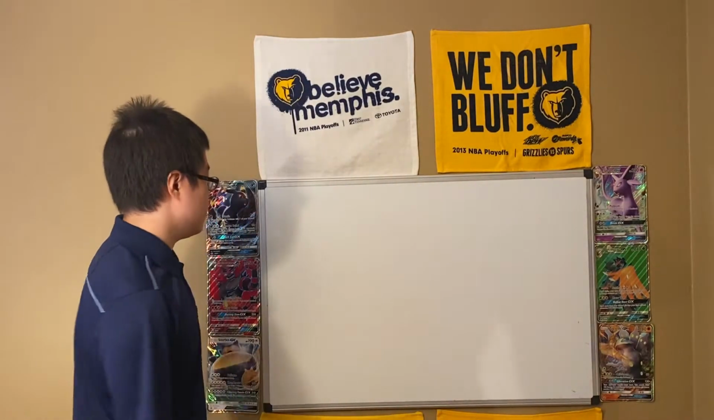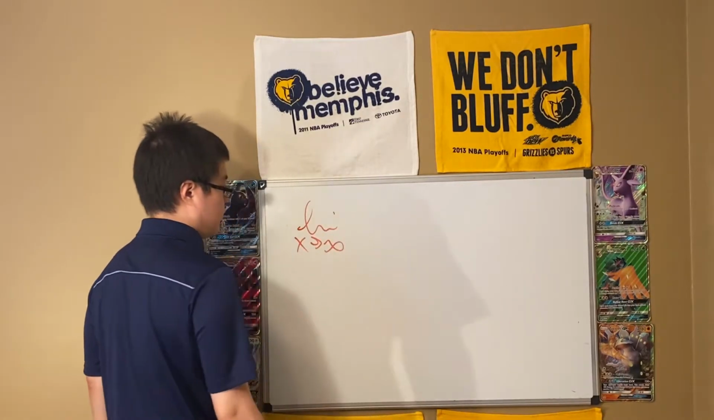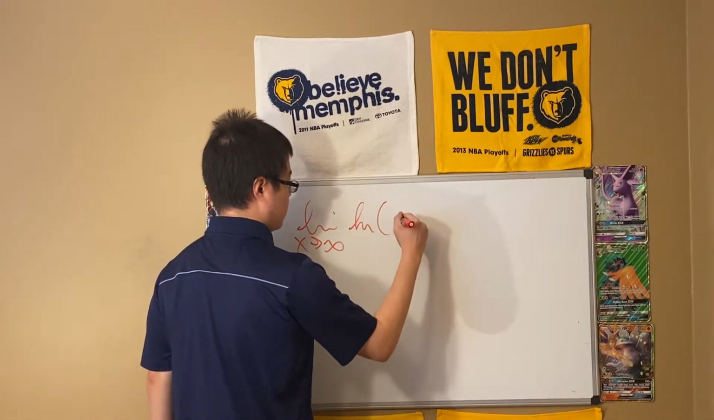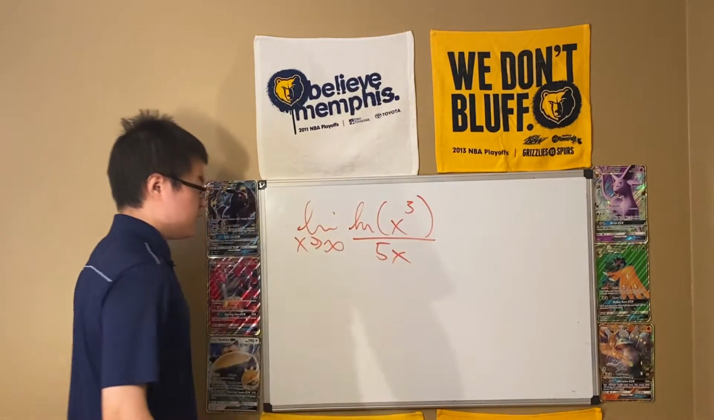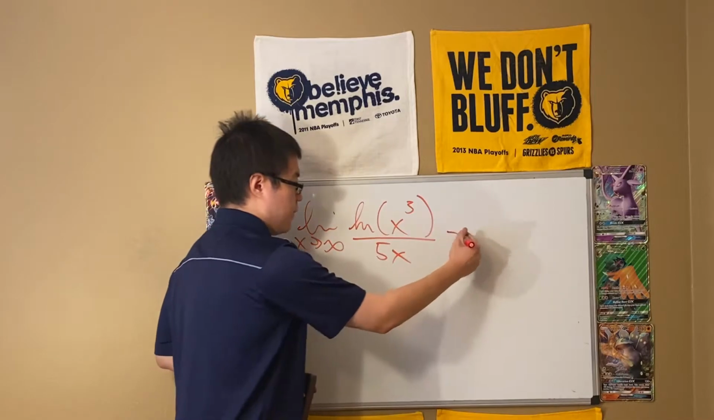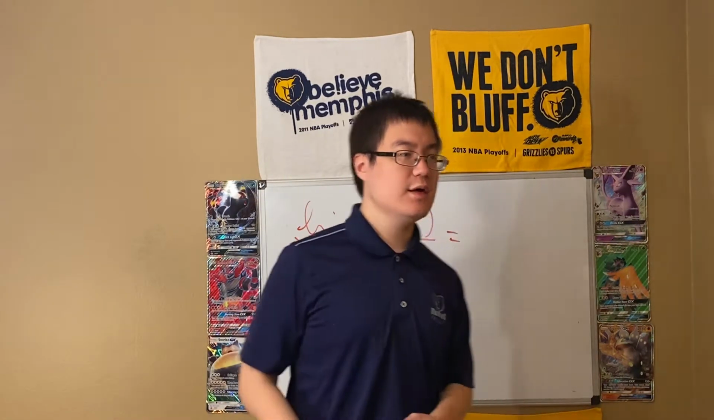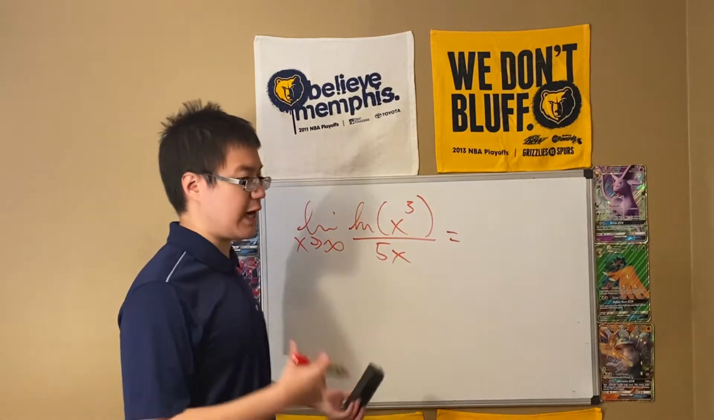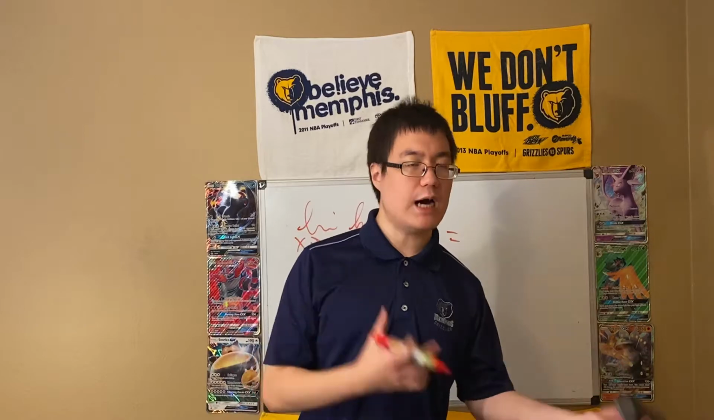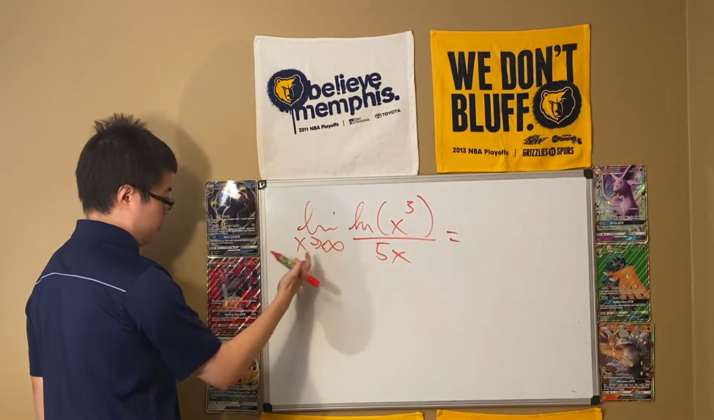So the first one I want to do is the limit as x goes to infinity of ln of x cubed over 5x. This is a question where you have limits involving infinity. You could maybe do same heavy, top heavy, bottom heavy if you're very good at knowing how big certain functions are. But I would recommend doing L'Hopital's rule. You can still do L'Hopital's rule when you're going to infinity.